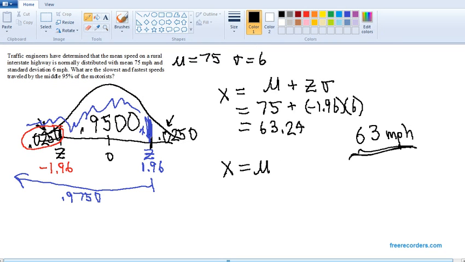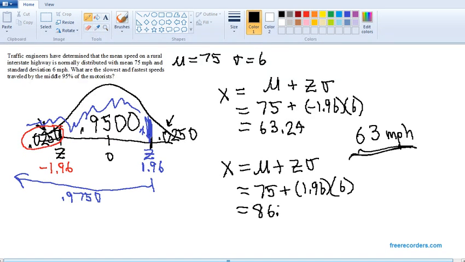Using the formula now to find the biggest speed, the mean is 75. We now take the upper z-score of positive 1.96, sigma is still 6. Do the multiplication first, then add 75. I get 86.76, or to the nearest whole number, the fastest speed traveled by the middle 95% of the motorists is 87 miles per hour.